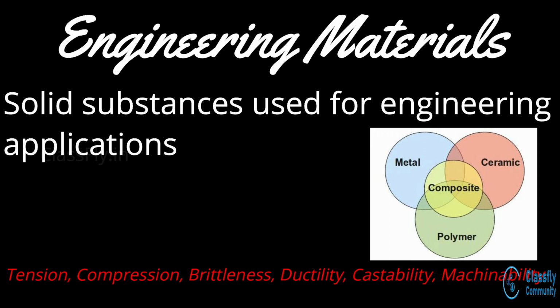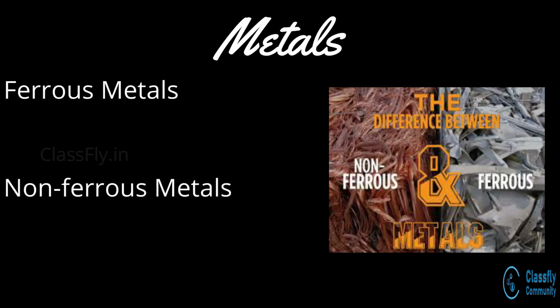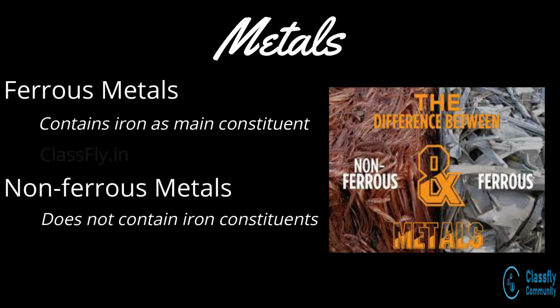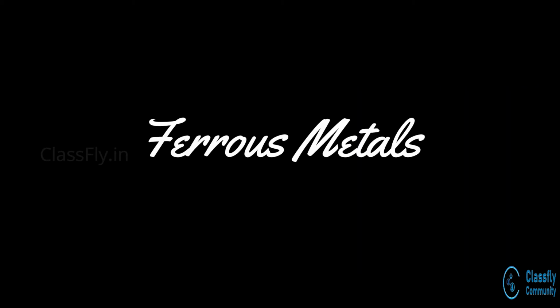So now let us study some of these materials, starting with metals. Well, metals are classified into broadly two types, that is the ferrous and non-ferrous metals. Ferrous metals are the ones which contain iron as their chief constituent, while non-ferrous metals do not contain any iron. Now let us study some of the ferrous metals.